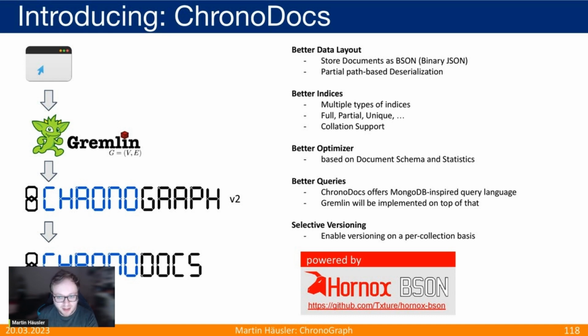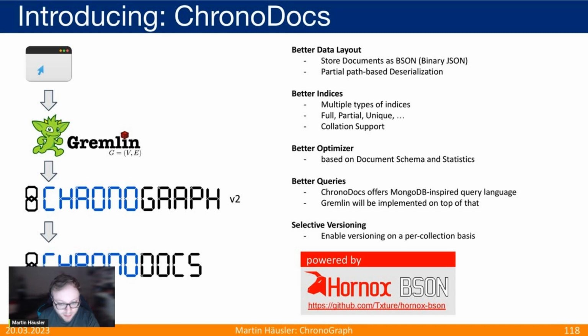There will be a better optimizer based on document schema and actual statistics that we're tracking, which at the moment I'm not doing, but I will. There will be better support for queries. At the moment, ChronoDB at its very lowest level only supports very basic queries where you can essentially scan the index and do some ands and ors, and that's it. For ChronoDocs, it will be a MongoDB-inspired query language with a lot of operators. And Gremlin will then be implemented on top of this new mechanism.